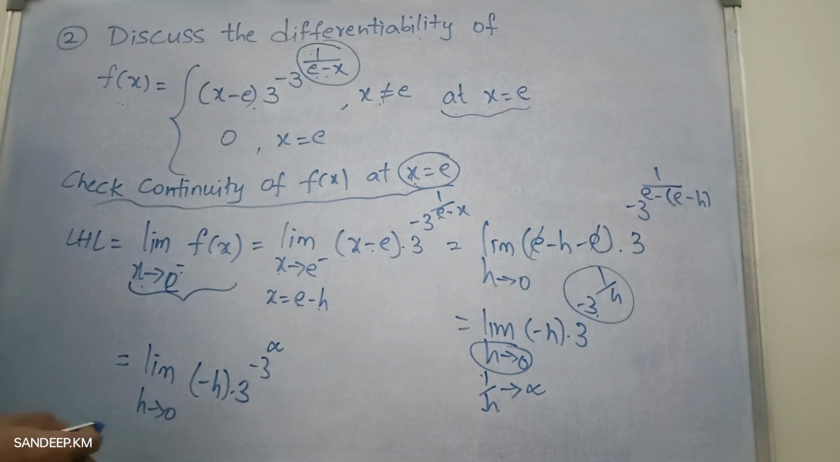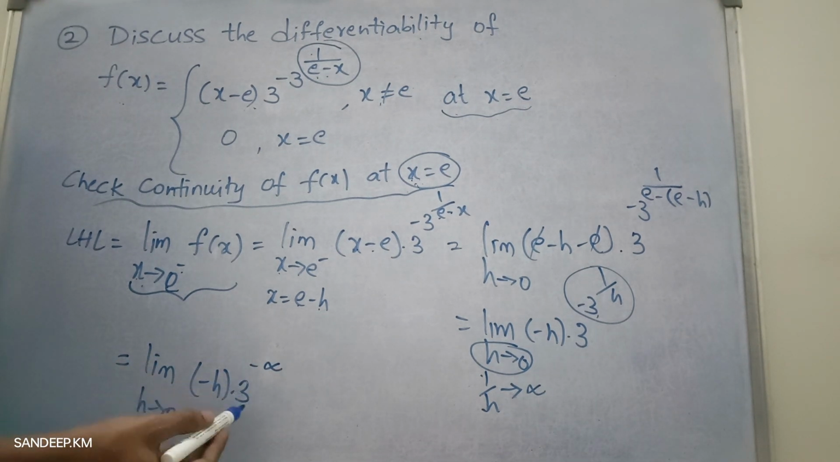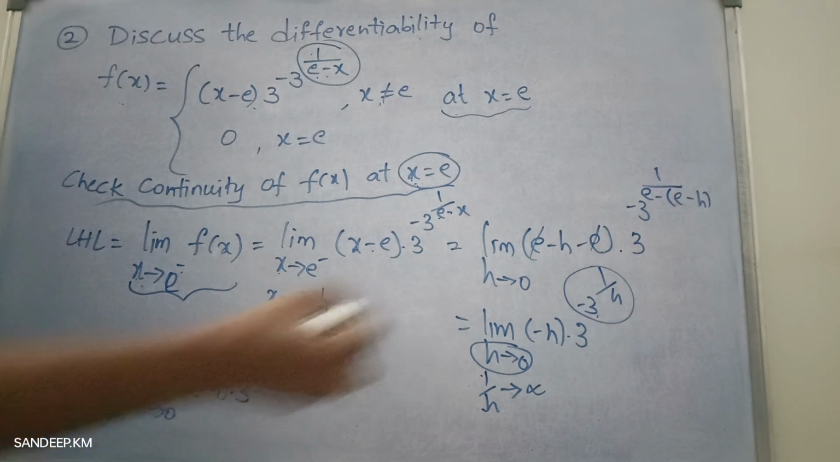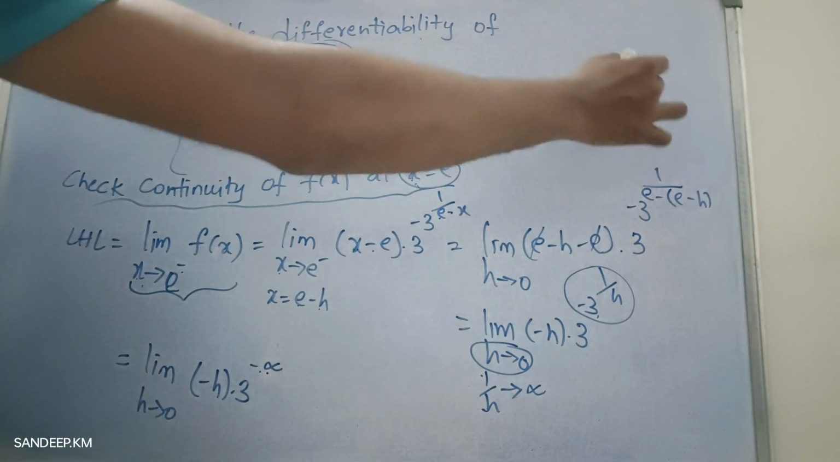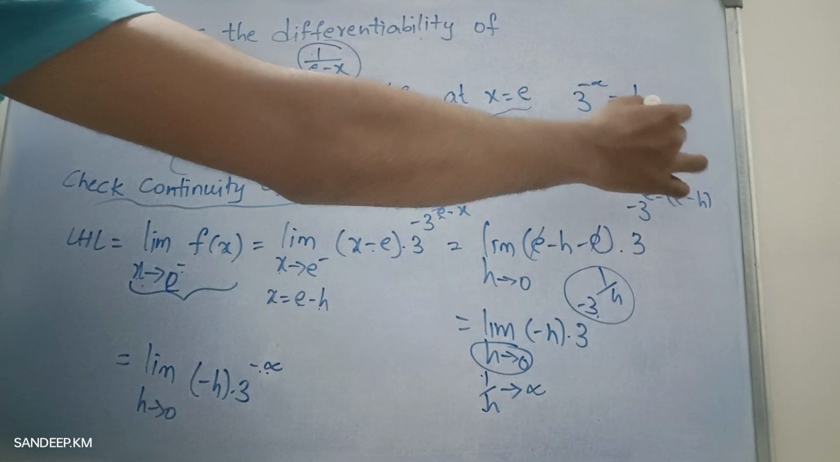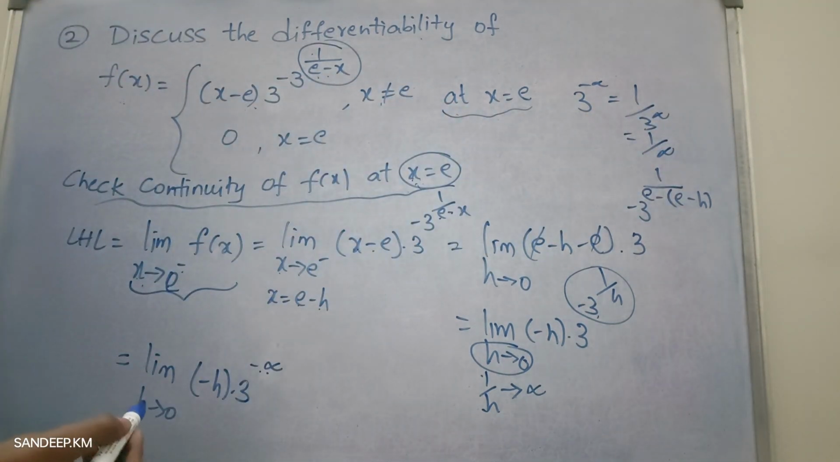And I am writing it directly. 3 power infinity is approaching infinity only, right? And please observe 3 power minus infinity. Improper fraction power minus infinity. What is 3 power minus infinity? It is 1 by 3 power infinity. That means 1 by infinity. And 1 by infinity is approaching 0.